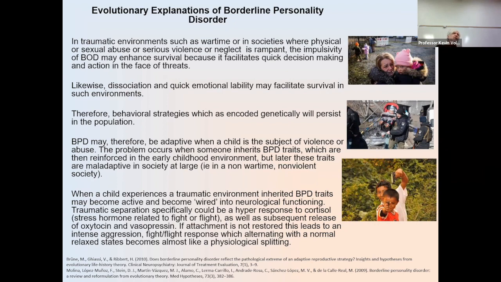The society of your early childhood may be like wartime, may be abusive. Your brain gets wired to deal with that. But then when you grow up, you're now in a society that's not like that. And so there's a mismatch, right? And so then we label this borderline personality disorder and we say you need to get therapy or get some help, right? So that's an evolutionary way to think about it.